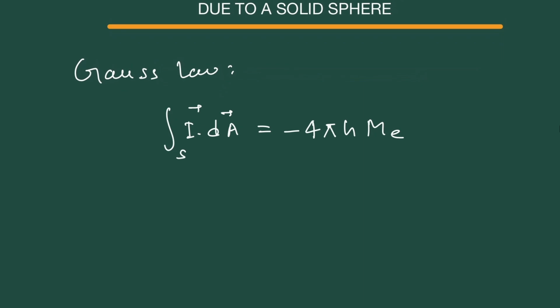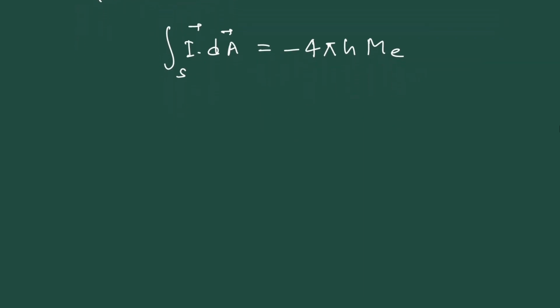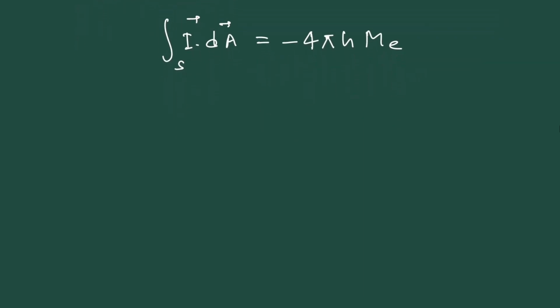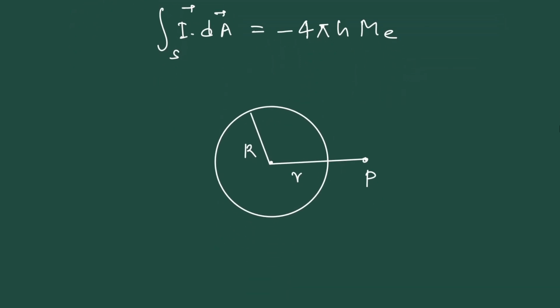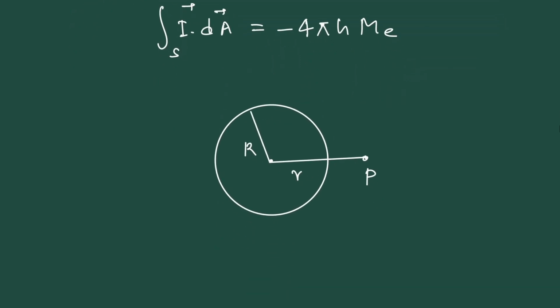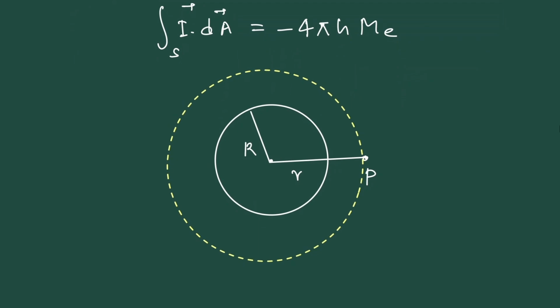Well, we are going to talk about this integral and about all of its components individually, but first let's consider a solid sphere. So, suppose we have a solid sphere with some radius r, and we are supposed to figure out the gravitational field intensity at some point P at a distance r from the center of the sphere. So let's start by drawing a Gaussian sphere or an imaginary Gaussian surface around this solid sphere.